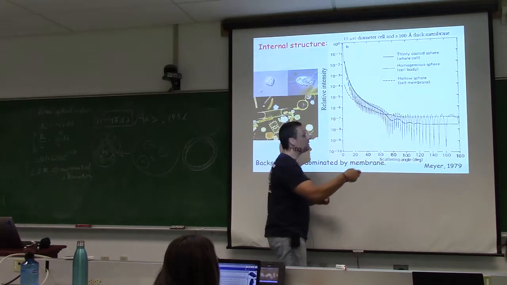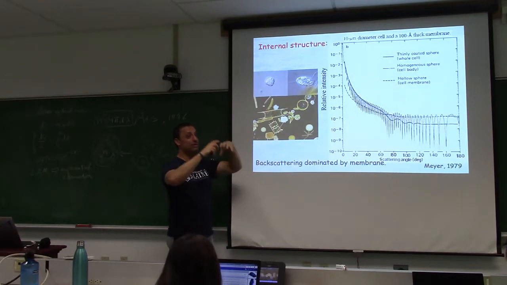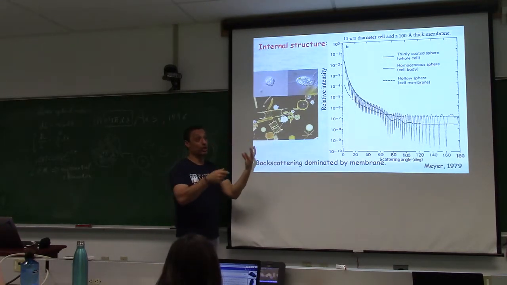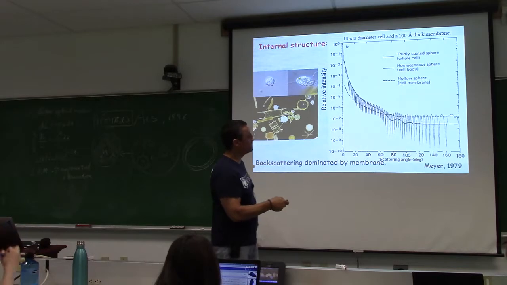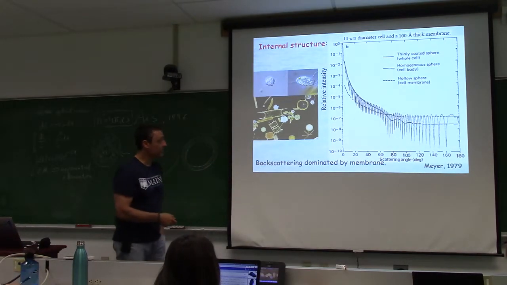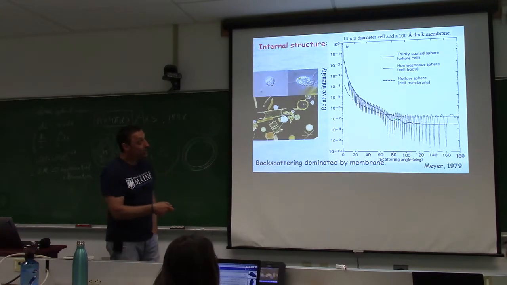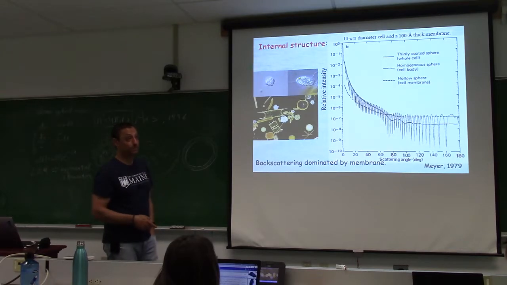So this is the optical property of just a shell, and these are the optical properties of just a cytoplasm. And you add them up, you get the optical properties of a concentric shell, a concentric particle in a sense. This is from a paper by Meyer from '79. So the backscattering is dominated by this membrane.